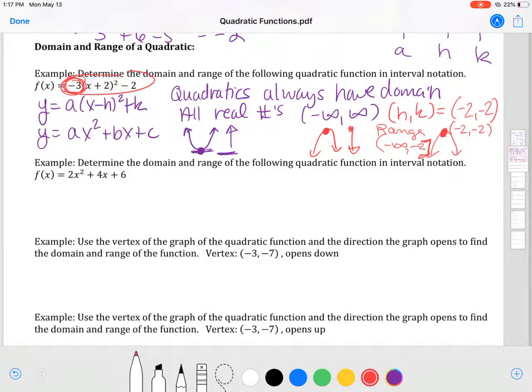And because it's a quadratic, automatically I know that my domain is going to be all real numbers.